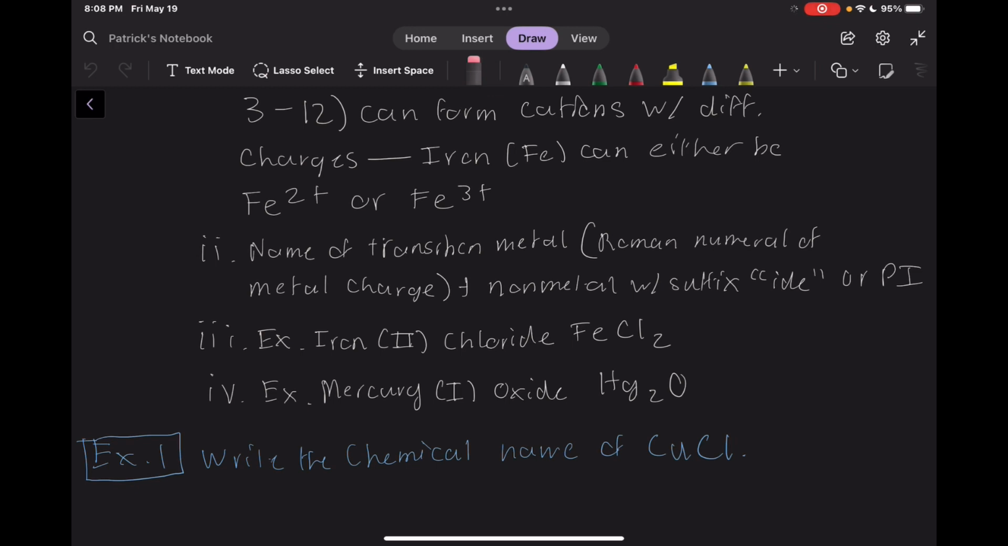Our second example is mercury(I) oxide. The charge on mercury is +1, whereas oxygen always makes anions with a charge of -2. In order for these charges to cancel one another out, there needs to be 2 mercury atoms, so we end up with the formula Hg2O.